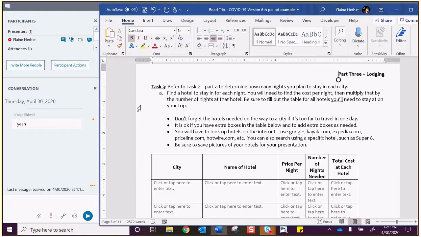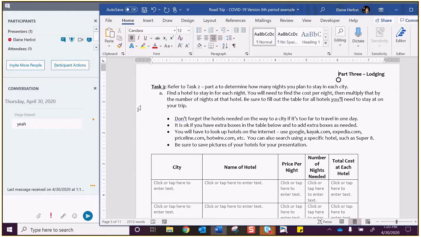The first piece of information here, this first bullet point, is really important. This is the one that says, don't forget the hotels needed on the way to a city if it's too far to travel in one day. And we saw that yesterday with San Diego. I can't get to San Diego in one day. So I drive my 800 miles, and I'm going to have to stay somewhere in a hotel. So I'm going to show you on Google Maps how to find those locations. It says it is okay if you have extra boxes in the table below. And if you need to add boxes, you can do that as well.